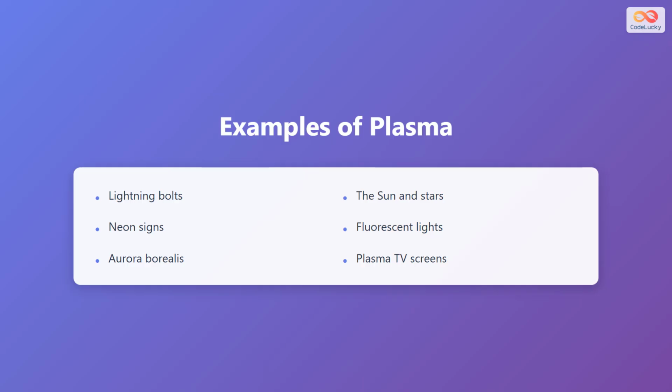Let's explore some examples of plasma that you might encounter. Lightning bolts are natural plasma formed when electrical discharge ionizes air. The sun and all stars are giant balls of plasma. Neon signs produce light through plasma confined in glass tubes. Fluorescent lights work similarly, using plasma to generate illumination. The beautiful aurora borealis, or northern lights, are caused by plasma interactions in Earth's upper atmosphere. Even plasma television screens use tiny cells of plasma to create images.